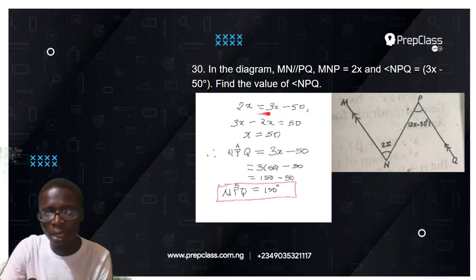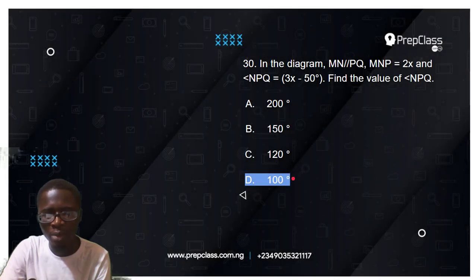Now, by the time I rearrange them, bringing this 2x to this side, I have 3x minus 2x equals 50 coming to this side as positive 50. So 3x minus 2x is x, which equals 50. Therefore, angle NPQ is equivalent to 3x minus 50, where our x is 50 in value, which means 3 times 50, which is 150, minus 50, and this gives us 100. So that makes the value of angle P to be 100 degrees. And as you can see, this is supported by option D.